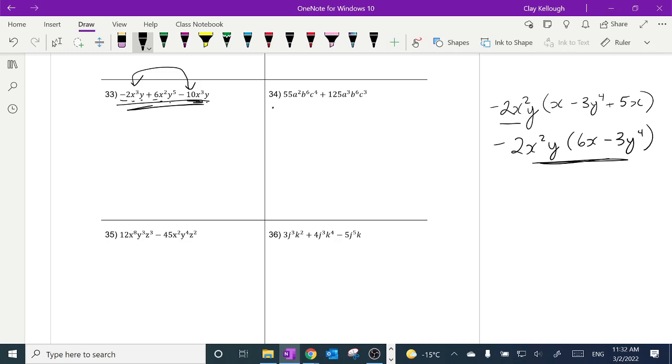So you do 34, 35, and 36 the same way. You try to find your greatest common factor and you factor it out. If those were the ones you were stuck on, that's called factoring by greatest common factor, and you do it the way I just showed you.